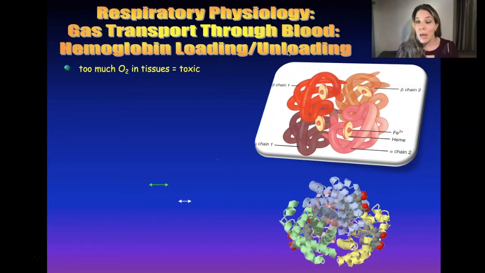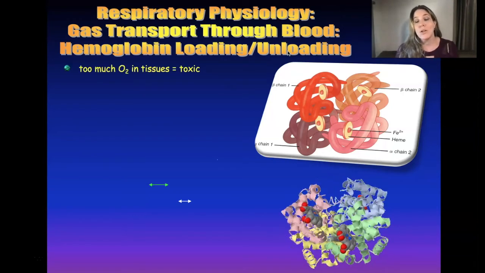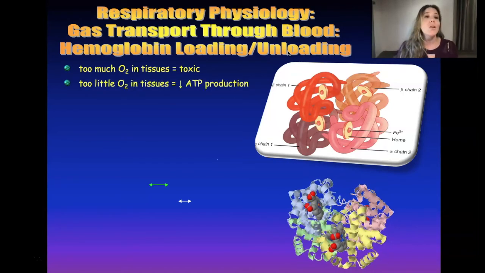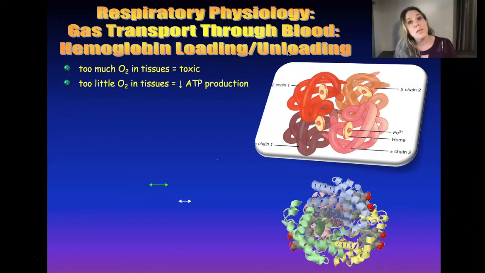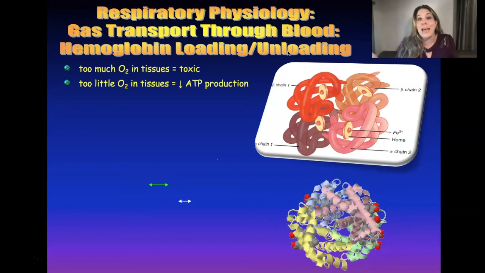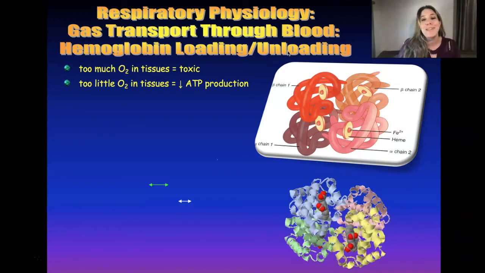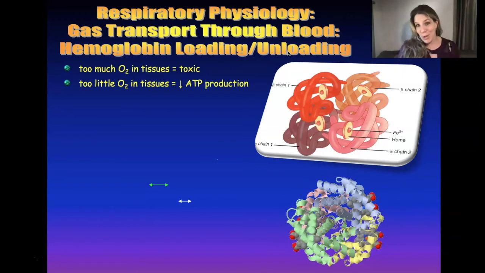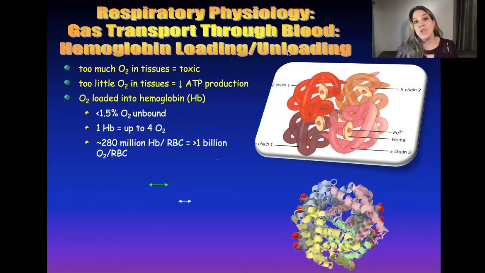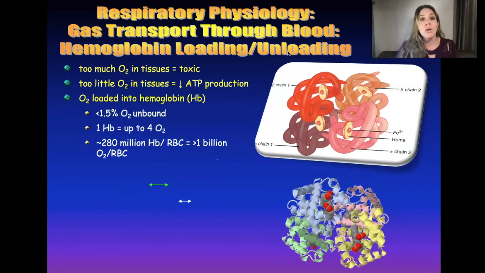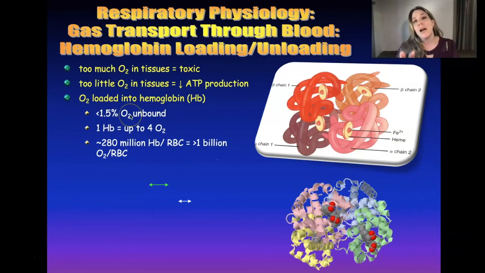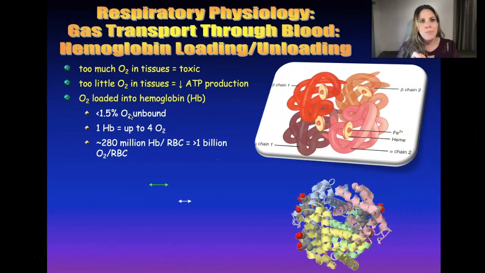It's really important that we have the right amount of oxygen in our tissues. If you have too much oxygen, it's actually toxic. And if you have too little, our cells can't undergo aerobic cellular respiration to produce ATP. And once we can't produce ATP, it's game over. You can't survive without ATP. That's our energy currency that drives all the reactions in our body. So it turns out that most oxygen is going to travel through the blood loaded onto hemoglobin, and in fact, less than 1.5% of the oxygen in our body is going to be unbound.